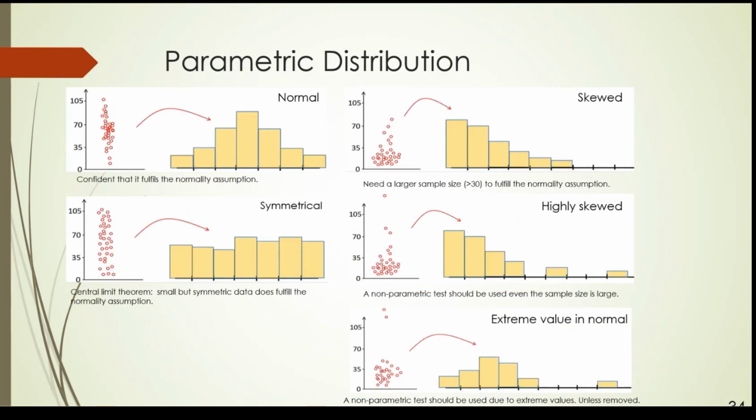So what is distribution? Distribution means that if you collect enough data and arrange the data in a histogram, we will see some pattern there. Like this is what we call normal. It looks like a bell. The more data, the better. It looks more like a bell.